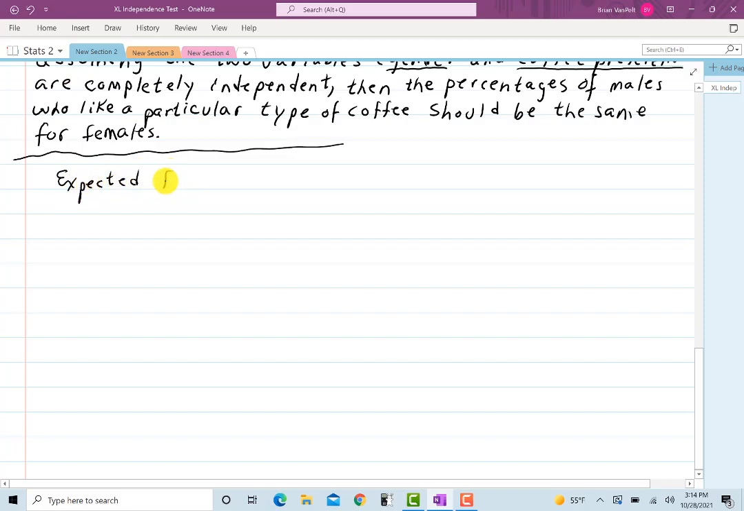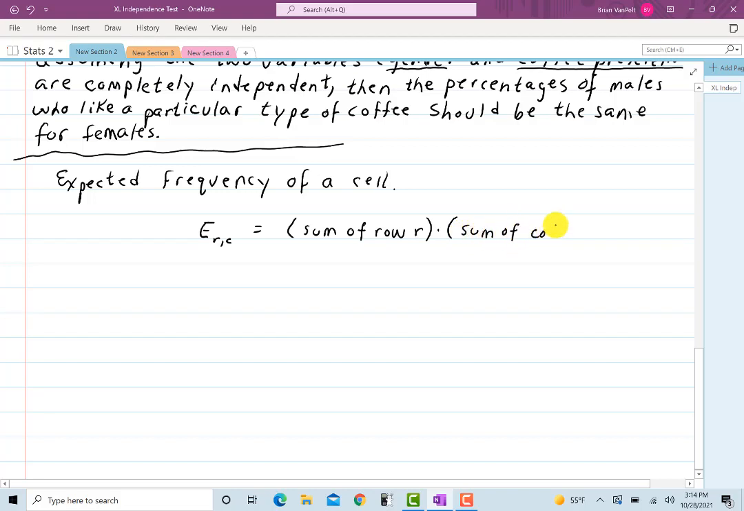So we're going to measure the expected frequencies. Well, let's just say the frequency of a cell. And this is where I make this notation, E sub R comma C. So we're going to be talking about row R, column C, and the formula looks like this. We're going to take the sum of row R, multiply it by the sum of column C, and then we are going to divide it by the sample size.